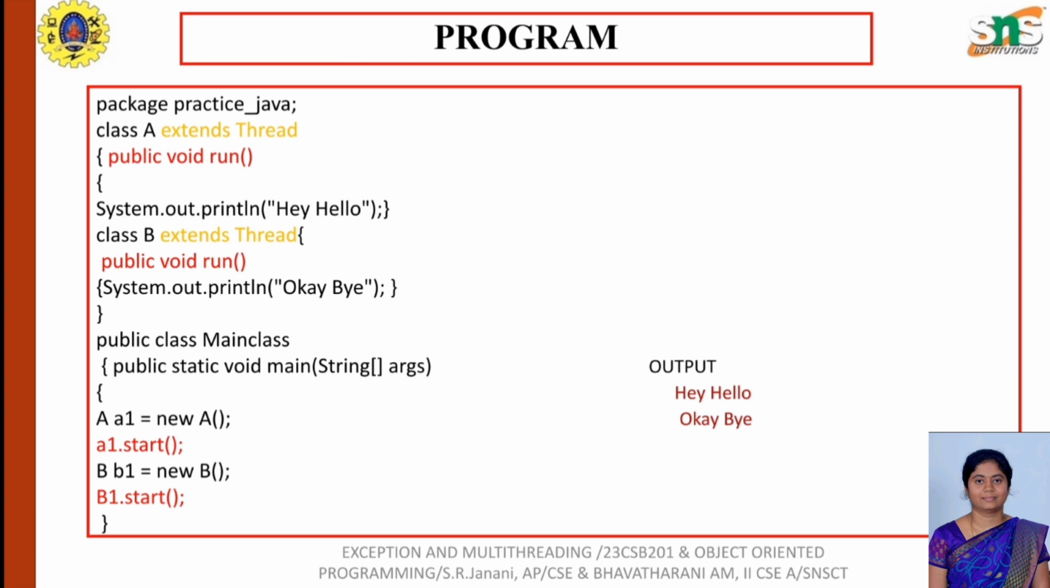So here comes the main function. In the main function, we have created an object for A and an object for B. And the start function is compulsory, mandatory, when extending the Thread class. Then comes the output. So this is the example program.